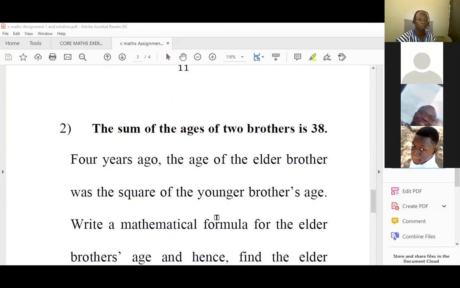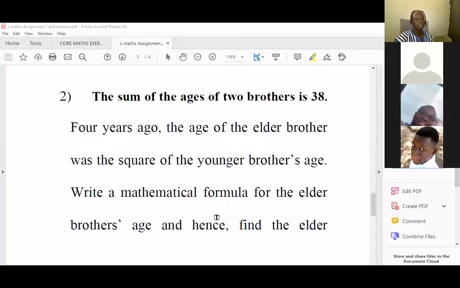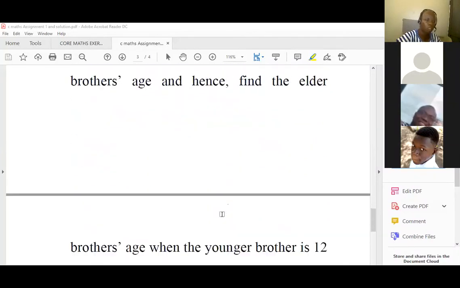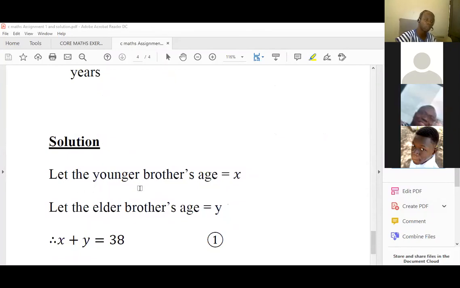we have, now they said, the sum of the ages of two brothers is 38. We don't know the ages of the two brothers. So we need to use some variables to represent the ages of the two brothers. So in our suggested solution here, we said, let the younger brother's age equal to x, and then let the elder brother's age equal to y. That is their current ages. So the sum of their ages is 38, and that gives you x plus y equal to 38. If you're able to write this equation here, or this formula, x plus y equal to 38, I gave you 2 marks for doing that.